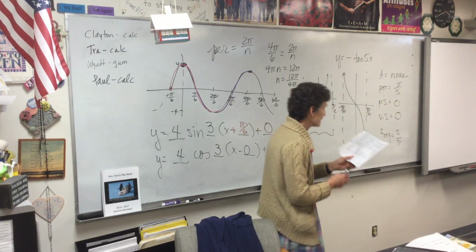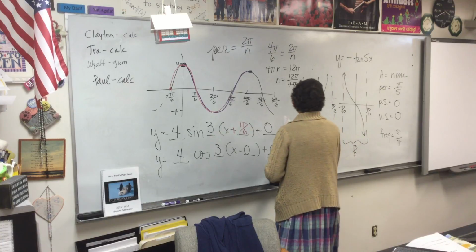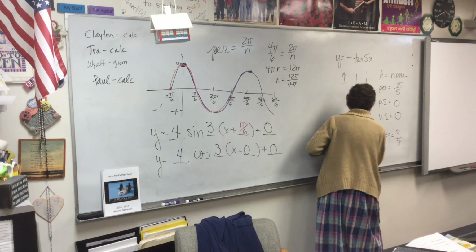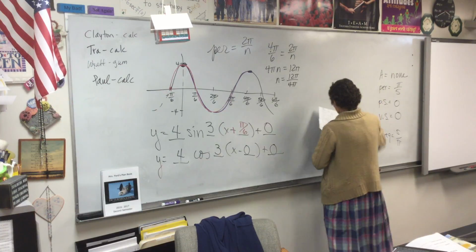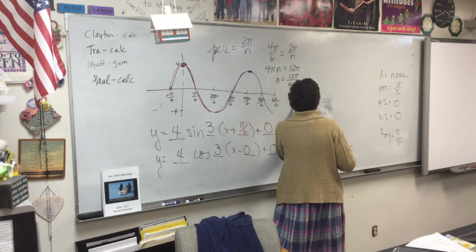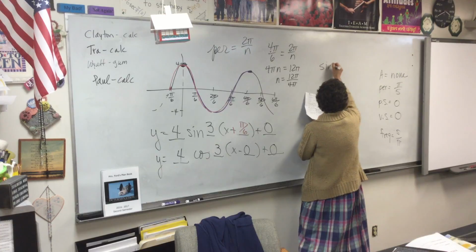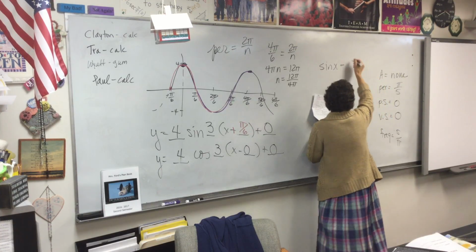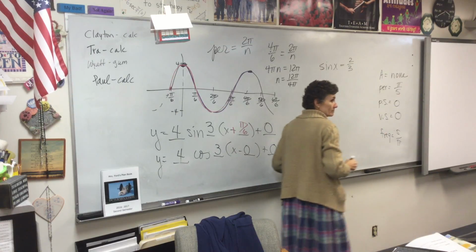Number 13 is an equation to solve. So the first thing I want you to do is just solve the equation like always. So move things around. It says what? Sine x is going to equal what? If I move the 5 over and divide by 3, sine x equals 2/3.